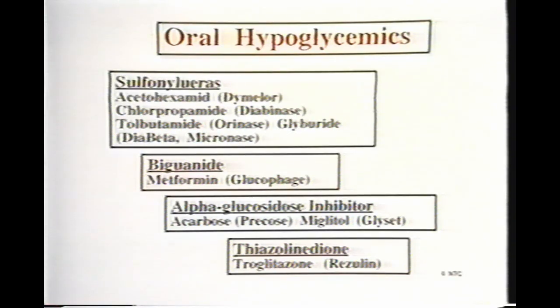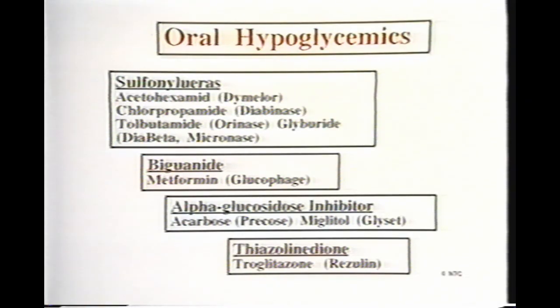We also see used drugs like Precose and Glyset, which are in the category called alpha glucosidase inhibitors. And what these do is delay the absorption and the digestion of carbohydrates so that the blood sugar doesn't rise as quickly after meals. It doesn't do anything for insulin, but it just kind of regulates the rise in blood sugar.